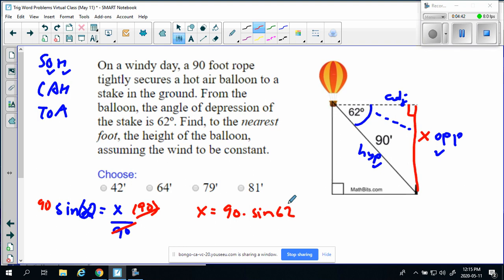So I put that in my calculator. I am getting x is equal to 79. So this is the answer. So you guys were correct. Now, there was another way to do this if you wanted to.